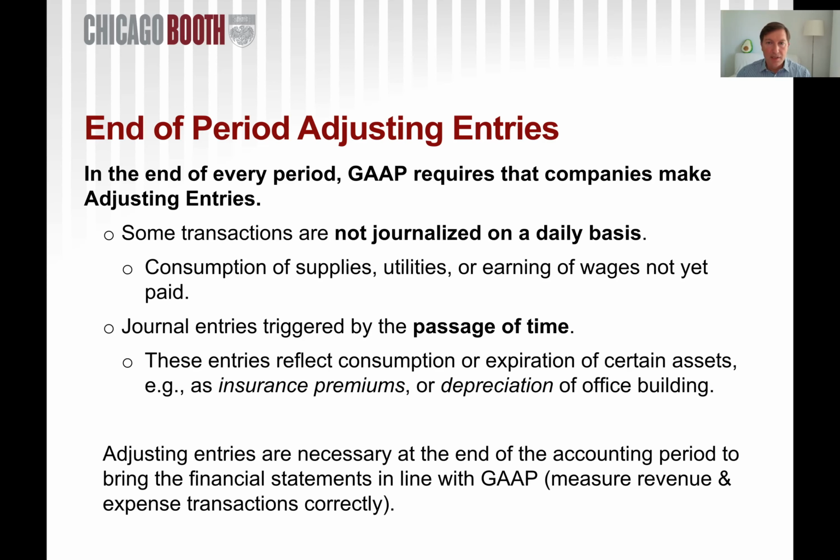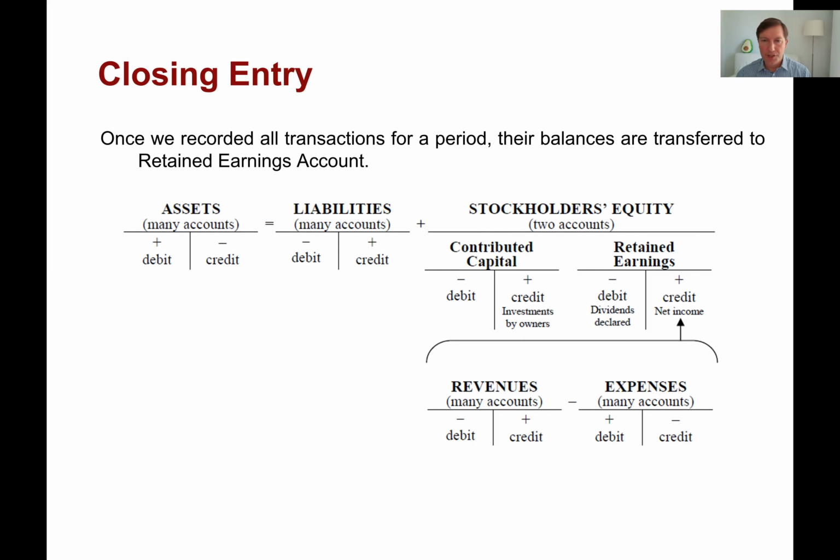Another reason why adjusting entries are necessary is because some transactions are being triggered by the passage of time, right? So these are, of course, not cash transactions, but these are transactions such as accrual of interest, which happens over time, right? Expiration of rent, expiration of insurance payments, depreciation of your property, right? These are all transactions that happen with the passage of time, and accrual basis requires that you record an adjusting entry at the end of the period to reflect that, so that your statements are in line with GAAP, right? Unadjusted balance sheet is basically not in line with GAAP, adjusted is in line with GAAP.